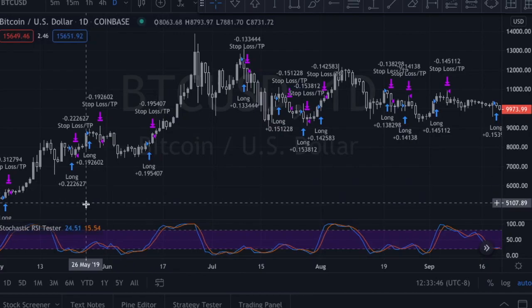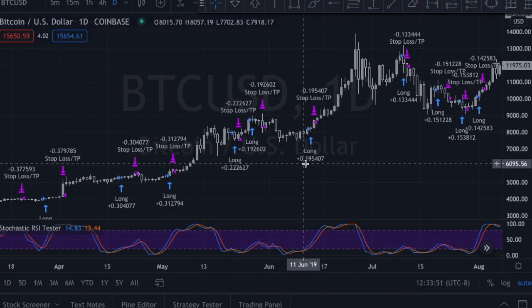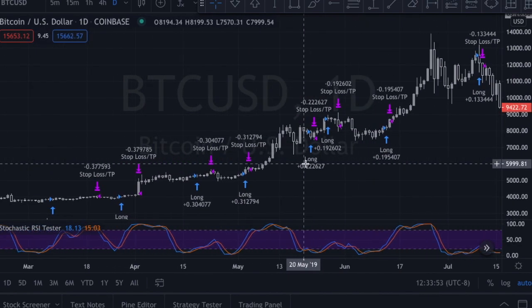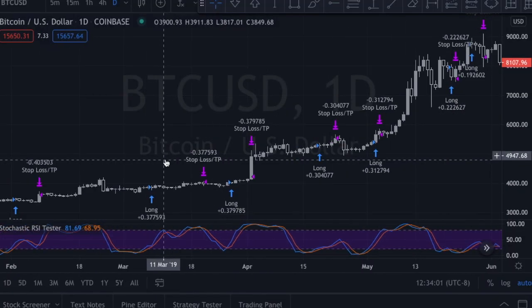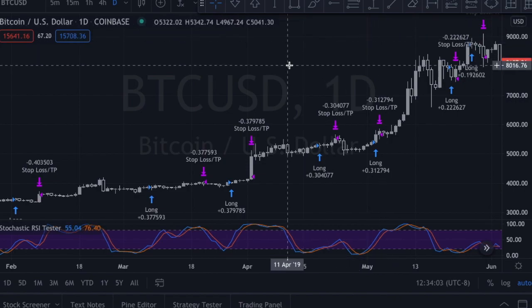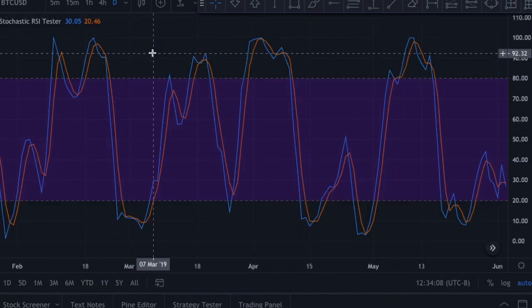If you're wondering how to test the Stochastic RSI and how to use it to catch reversals, then this is the video for you. Stick around to the end of the video and find out the exact way you're going to want to use the Stochastic RSI. So in order to catch reversals with the Stochastic RSI, there's a couple things that we need to do. First of all, let's take a look at what the indicator itself looks like.